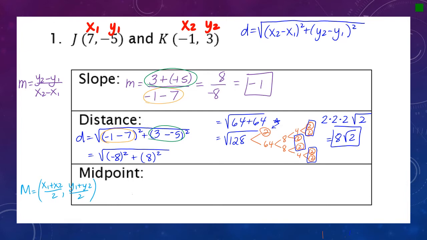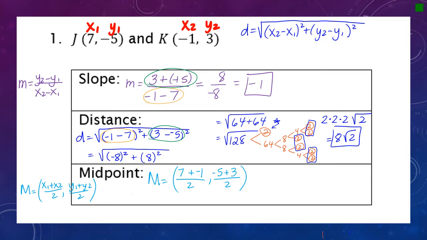So let's plug these in for the midpoint. And kind of like distance, I like to set up my formula, and that way all I have to do is plug in my numbers. And actually we could even put in the plus signs. All right, so we're going to do x1 plus x2. So that's 7 plus negative 1. And then y1 plus y2 would be negative 5 plus 3.